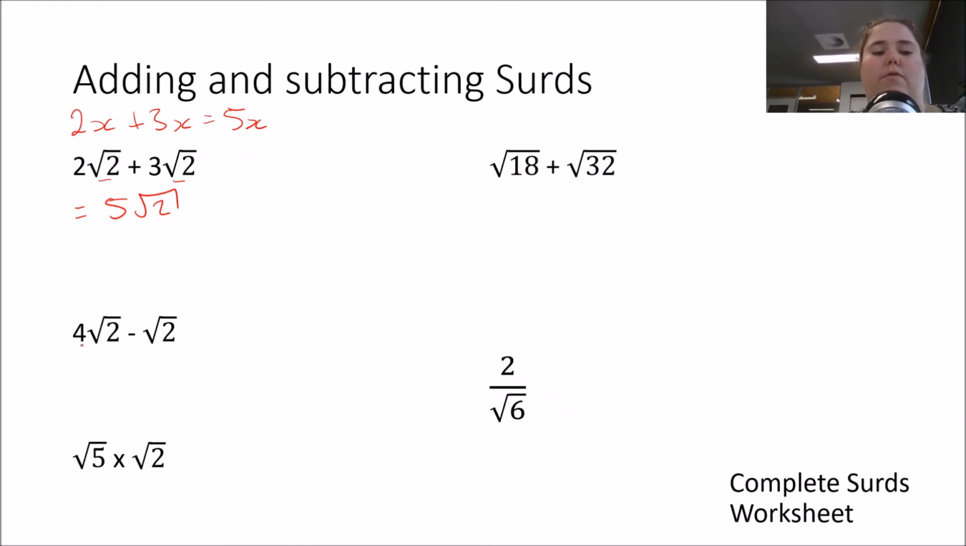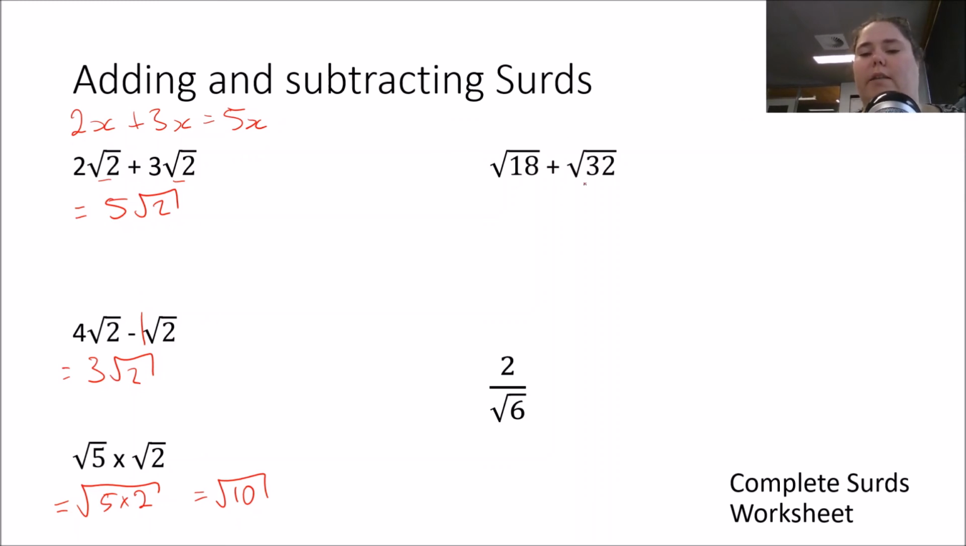All right, here, 4 root 2 minus 1 root 2, 3 root 2. Nice and easy. If you have two surds multiplying together, you can just put them both underneath your square root and then simplify. So that one becomes root 10. Easier to have one surd than two surds.